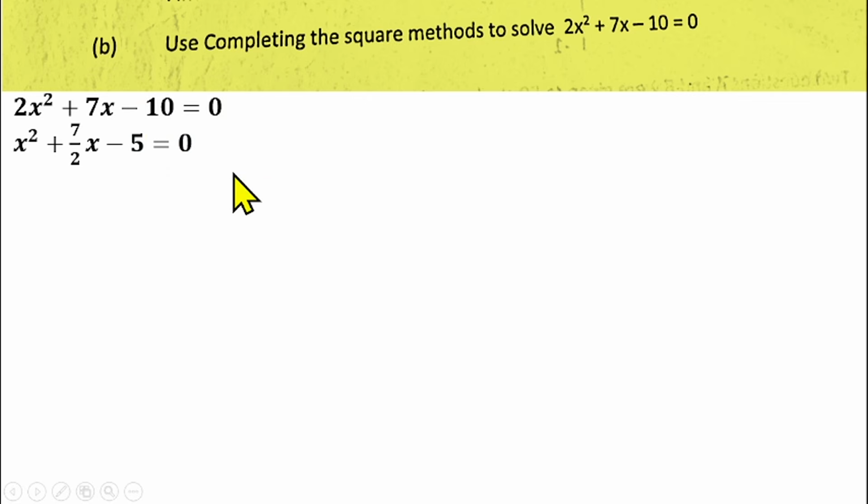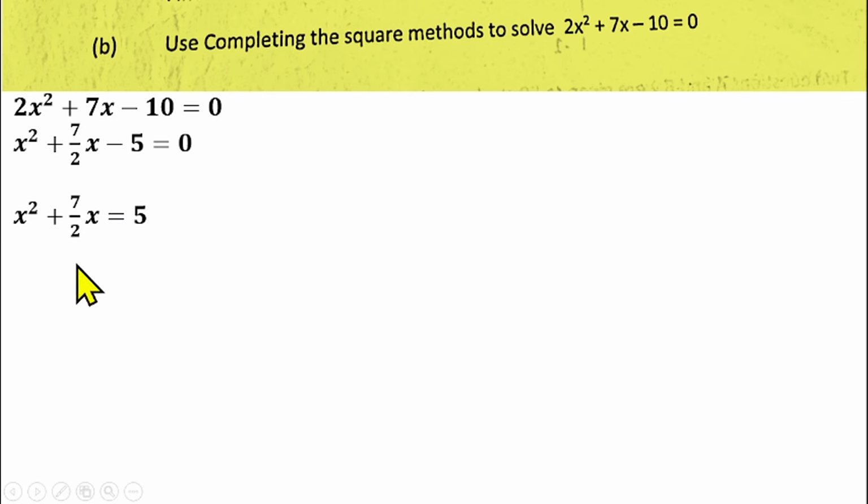Next thing is to take your constant to the other side. So you have x squared plus 7/2x equals to 5. Now you can complete the square here by adding to both sides the coefficient of x, halved and squared.